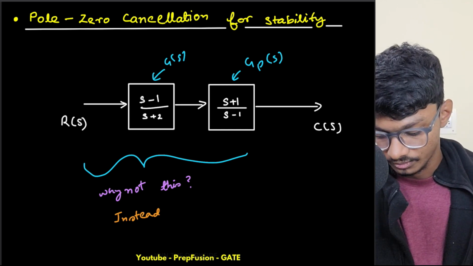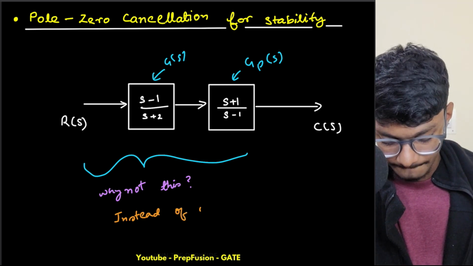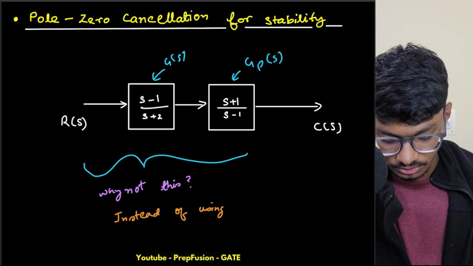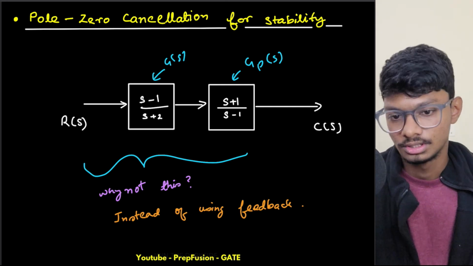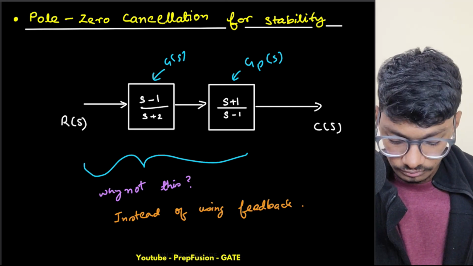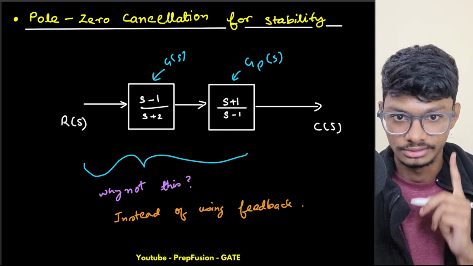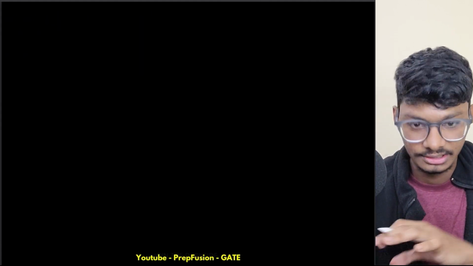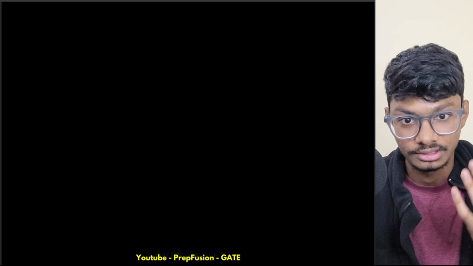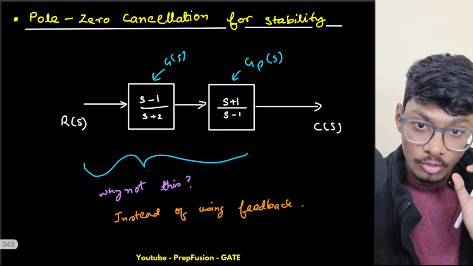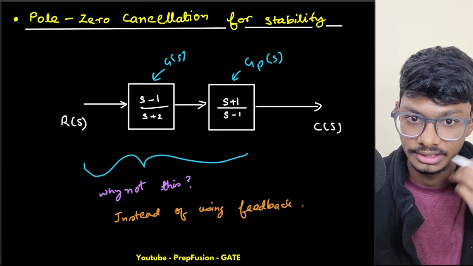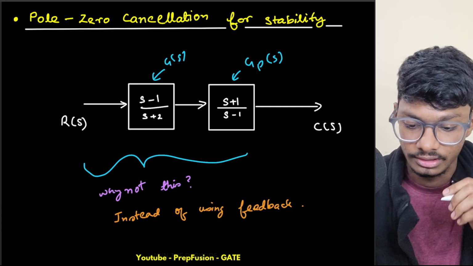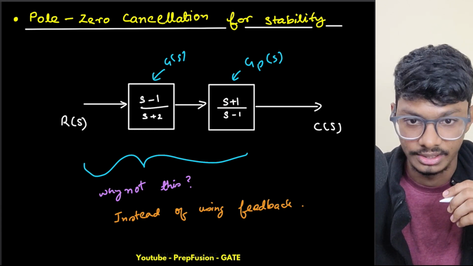Instead of using feedback, if you think about it, the reason is that this is very risky. Why? Because we are studying all theory here, but practically there will always be some variations, as I told you in the relative stability chapter, where we calculate the relative stabilities, gain margin and phase margin.